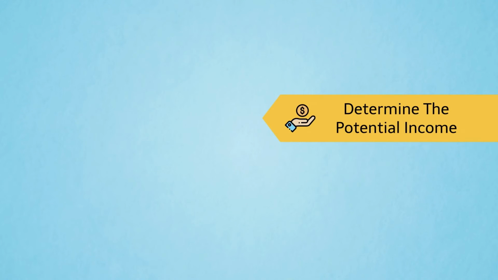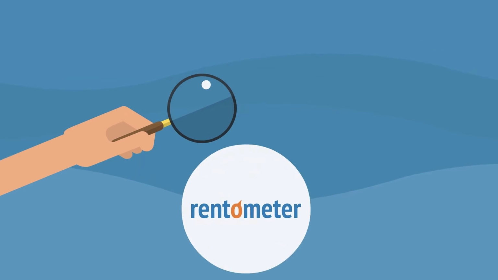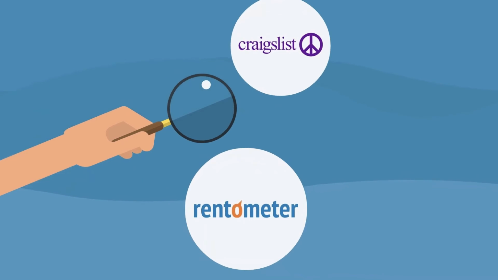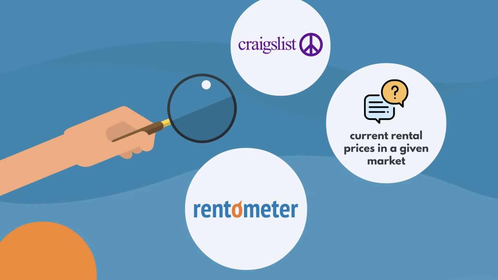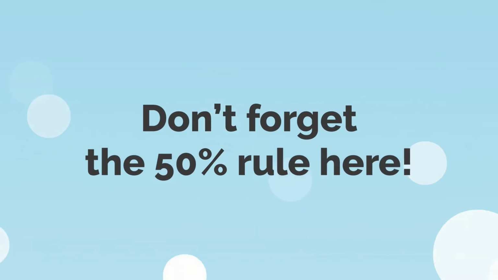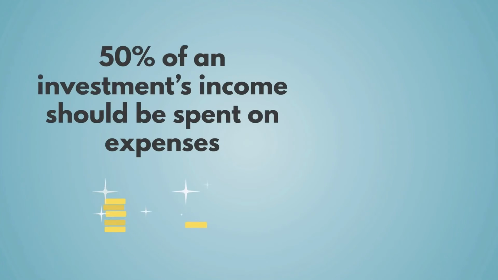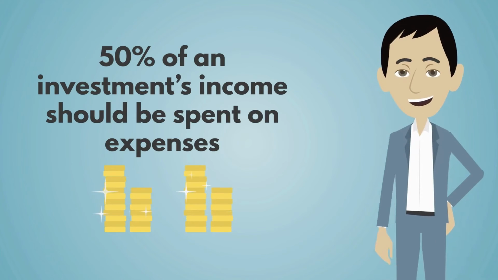When you find a promising property, tip 6 is to determine its potential income. Sites like Rentometer and Craigslist are helpful resources to look at current rental prices in a given market. Don't forget the 50% rule here. Remember, 50% of an investment's income should be spent on expenses, not the mortgage. The 50% check is a good rule of thumb for beginner investors who are looking to remain conservative.